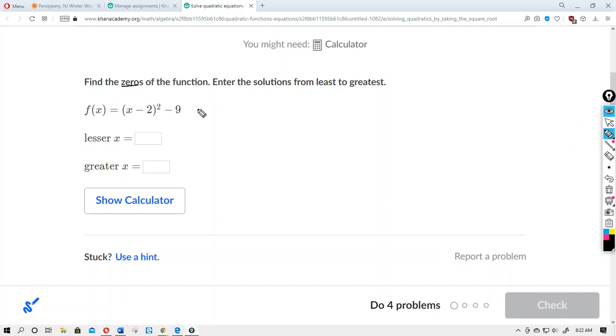Find the zeros. Okay, so we could just set it equal to 0. All right, I'm going to add 9 on both sides. And the 9's cancel. I'm left with x minus 2 squared is going to equal a positive 9. Taking the square root of both sides, that will remove the squared part. So I have x minus 2. Square root of 9 is going to be plus or minus 3.